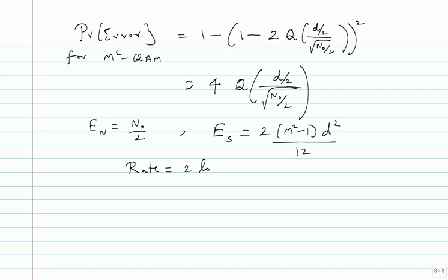Two times log m base 2 bits per symbol. Okay, so those are my various quantities of interest. Okay, so now if I go through and do a conversion, what does it work out to? Probability of error for M squared QAM.